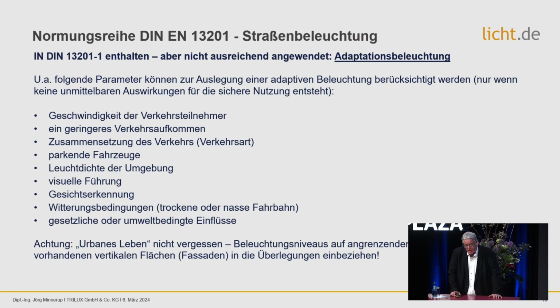Adaptive lighting is becoming more and more important. What does that mean, adaptive lighting? The right light, the right level of light, the right light intensity at the right time of the day in the right space. This is the so-called adaptation lighting. And here you can see that different criteria are being used or can be used to define the lighting class at a certain time of the day. Speed, for example, traffic. What about the composition of the traffic? What about the light density of the ambient area? Do you want to be able to recognize faces of people passing by?